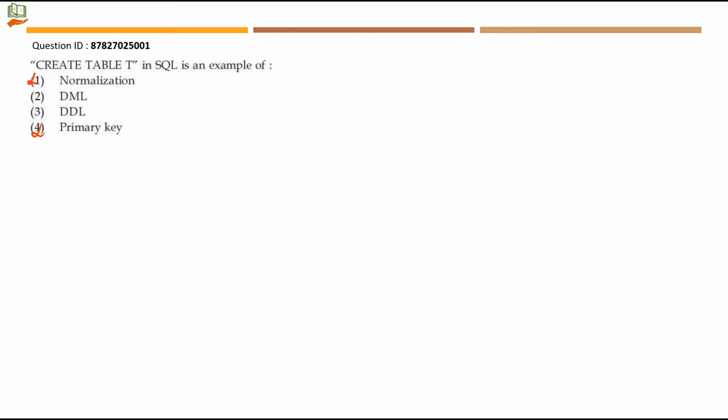So we'll just see what are the commands. DDL is data definition language. Most commonly used commands are create, alter, drop. Create is to create a table. Alter is to modify the table fields and the constraints. Drop is to delete the table completely.